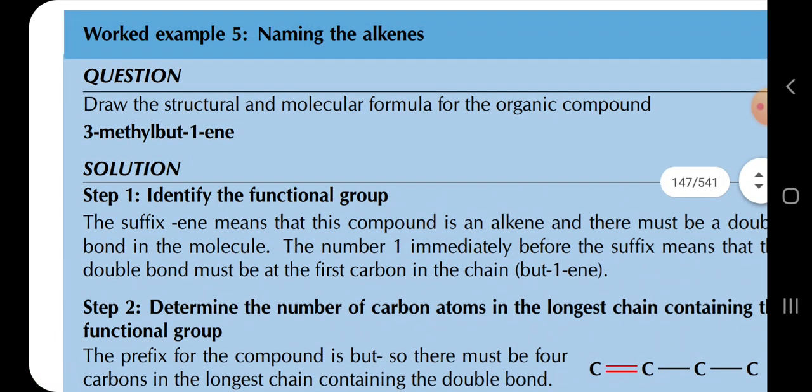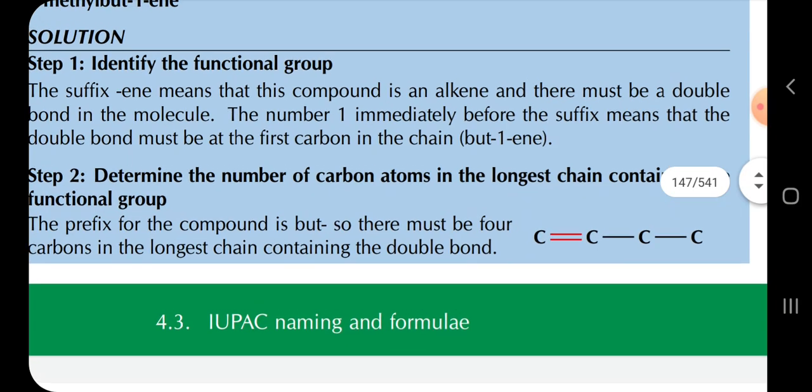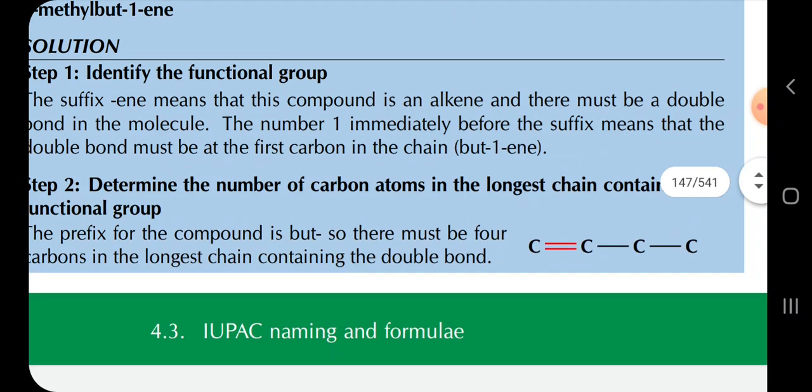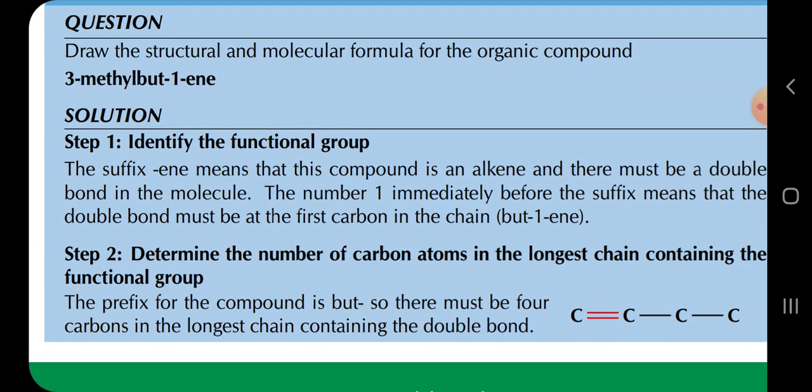Draw the structure and molecular formula for the organic compound. So here we are given that it ends with en, so we know that it is an alkene. And then the 1 means the double bond carbon is on number 1, as you can see here. And then we have the but. But means we have 4 carbons. And then we have the methyl, meaning we have branches.